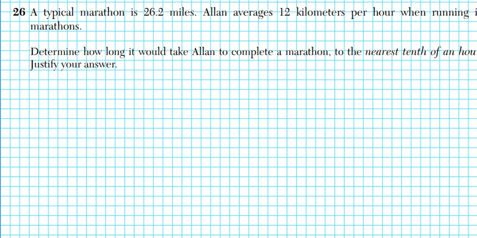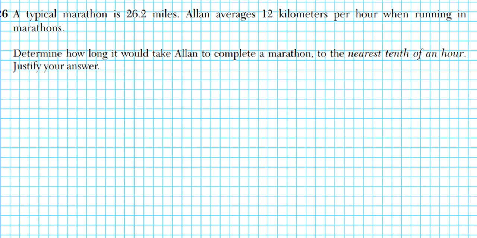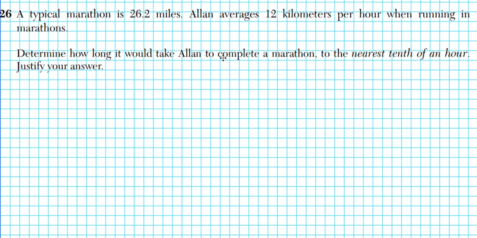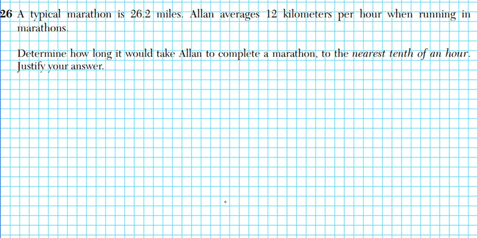All right, let's take a look at question 26. It reads, a typical marathon is 26.2 miles. Alan averages 12 kilometers per hour when running in marathons. Determine how long it would take Alan to complete a marathon to the nearest tenth of an hour, and then justify your answer. So what are we looking for here? We're looking for time. And we're given some pieces of information. We're given a distance, and we are given a rate.